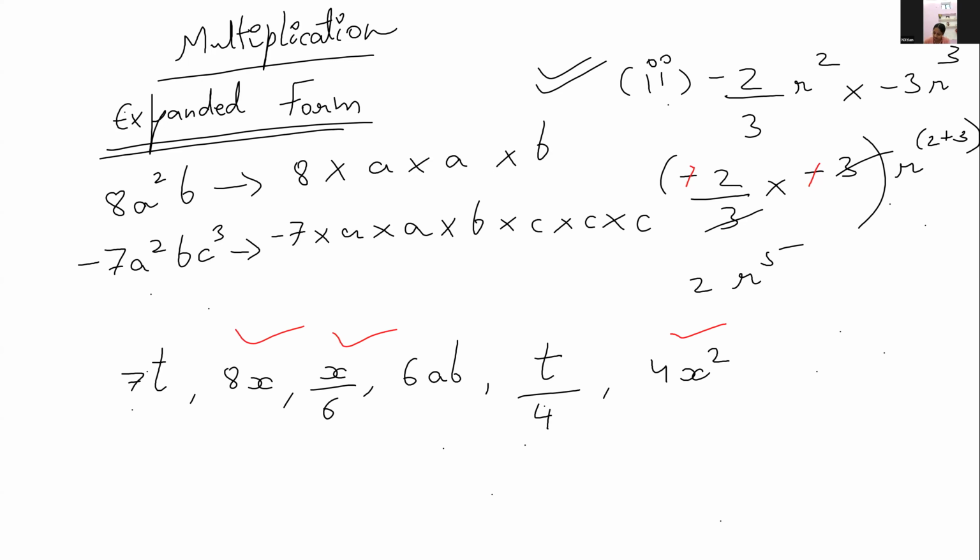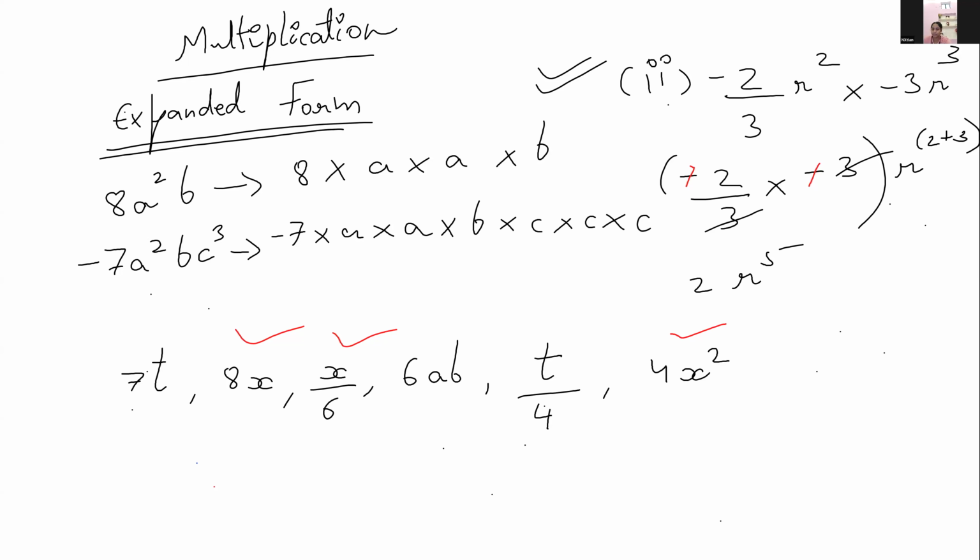Ma'am, no, ma'am. Why not? Only 8x and x by 6 are like terms. 4x square is not a like term because x and x square are different variables. They are the same variable, just different amounts. They have different values. X and x square.